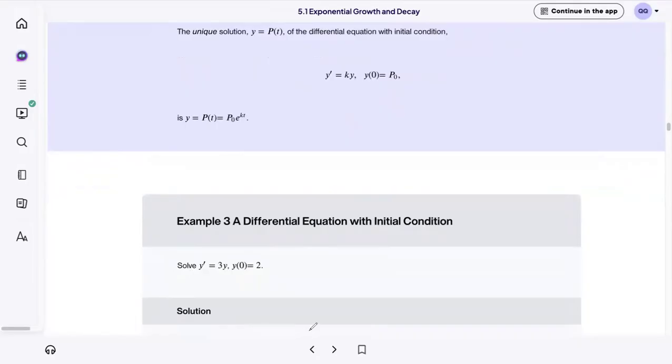The textbook changed the c into p naught because we're getting into financial forms. In financial forms, we use principal, and for the initial principal we use p naught to represent it. By the way, this is read as p naught in mathematics. If you want to read it as p zero, that's fine.